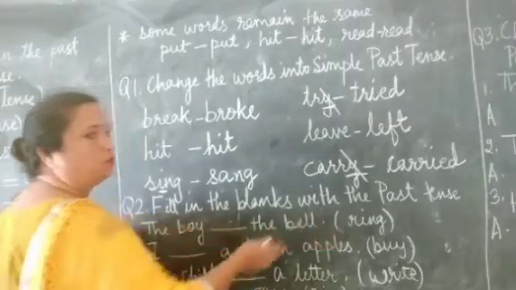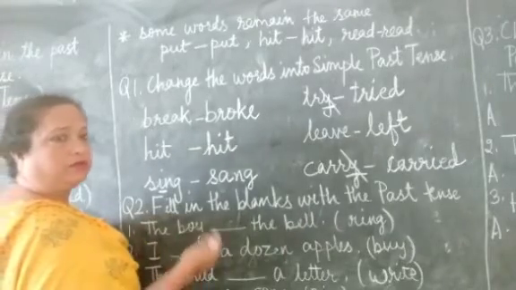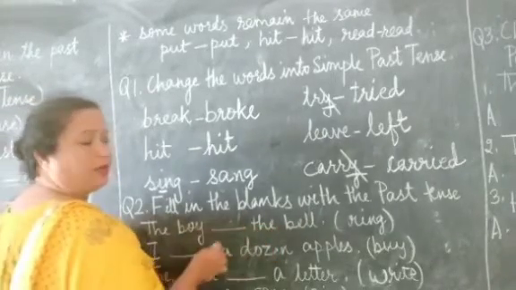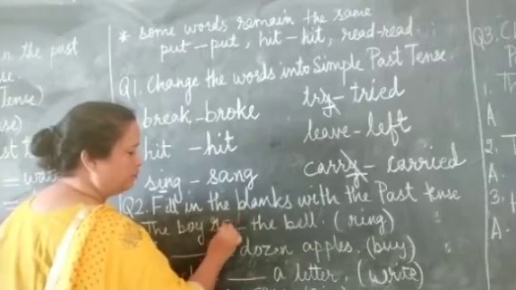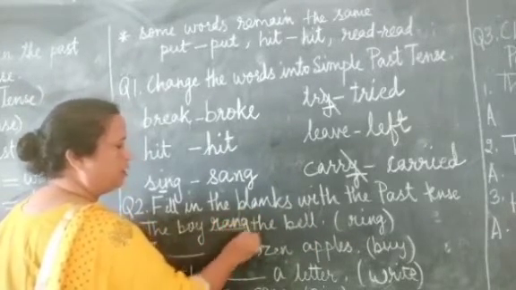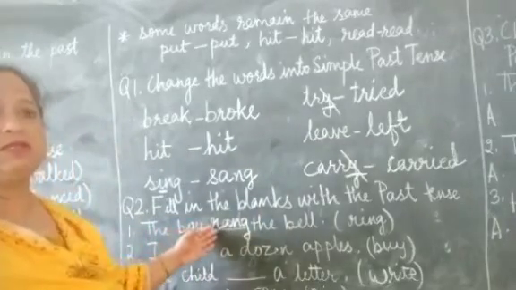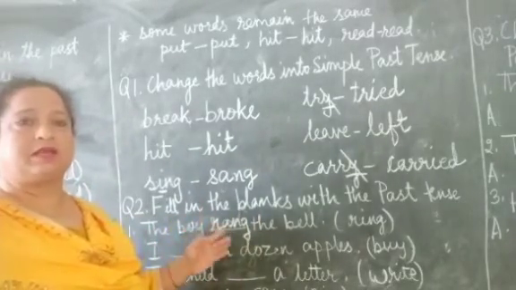Since we know the rules and we know the verb table, let us see what is the past tense of ring. So ring becomes rang. So the answer is the boy rang the bell. That means this action was done some time back.